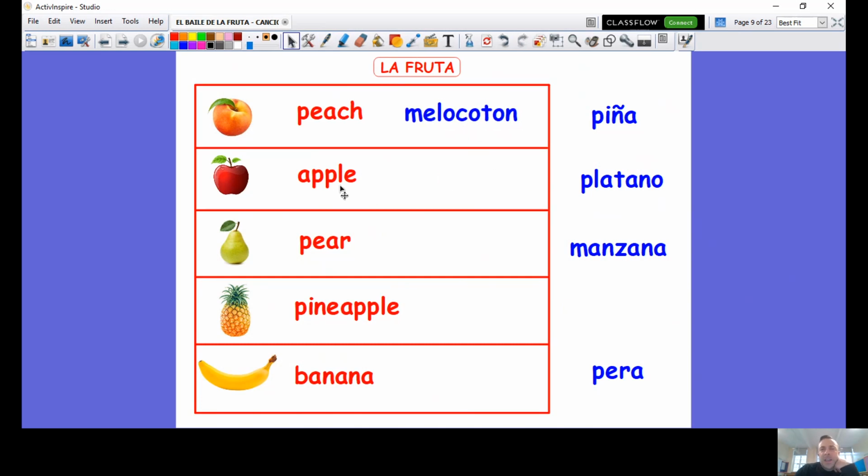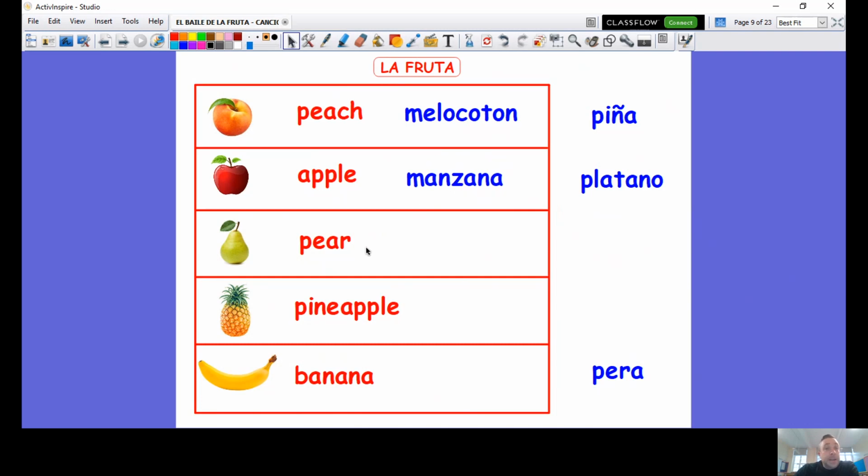What about an apple? Again, tell me to stop when you hear the Spanish word for an apple. Piña, plátano, manzana, pera. Oh, did you say stop? Was it pera? No? You said stop on manzana? Muy bien. Apple is manzana.